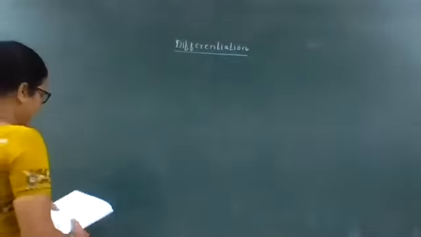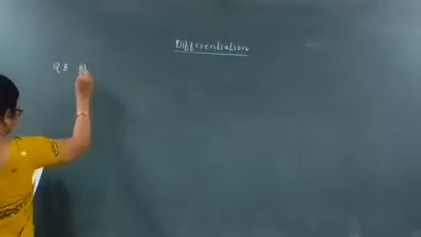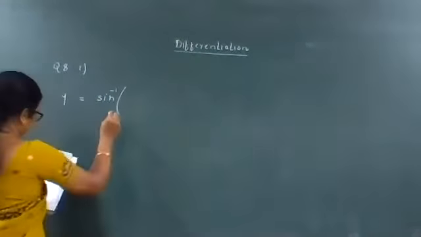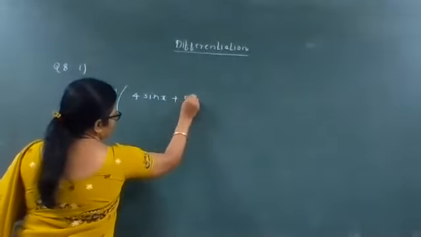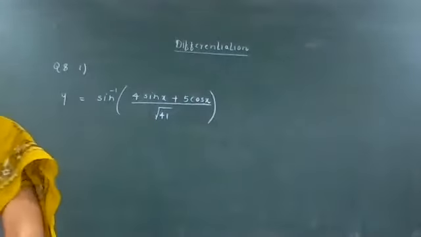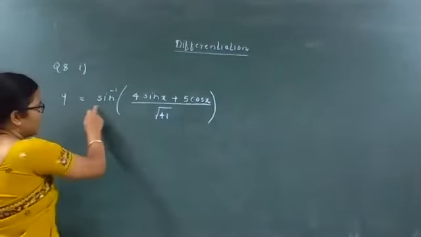Question number 8, first example. y is an inverse trigonometric function. Now how to find the derivative of this function y equal to sin inverse of (4 sin x plus 5 cos x) upon root 41.